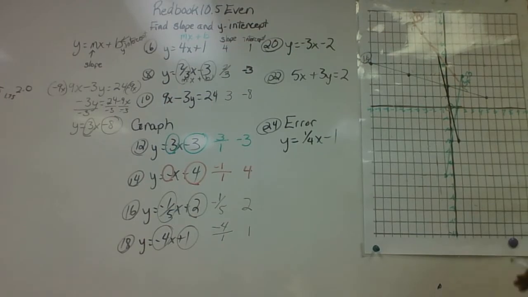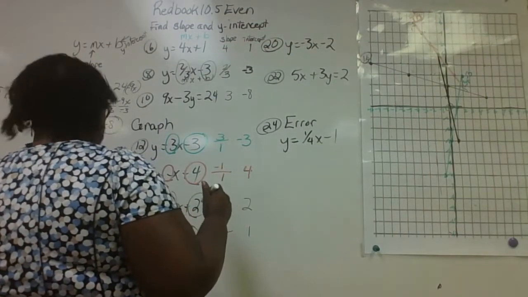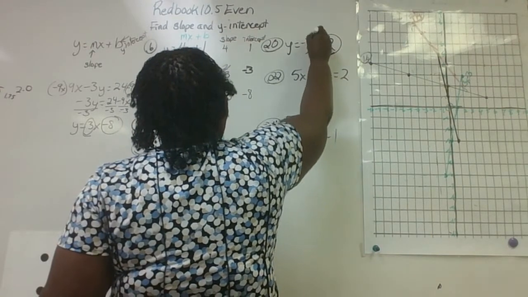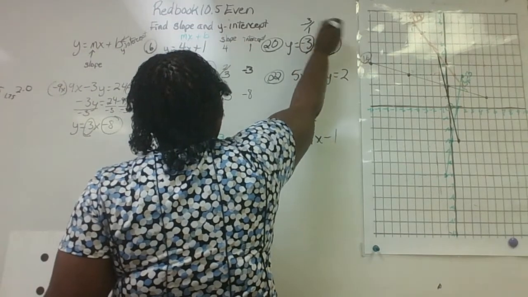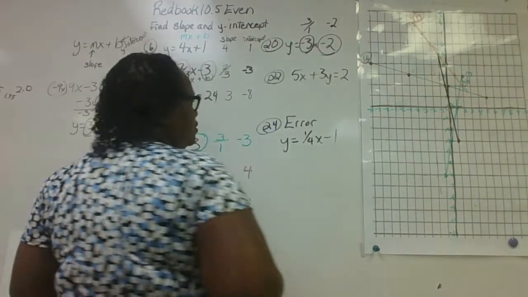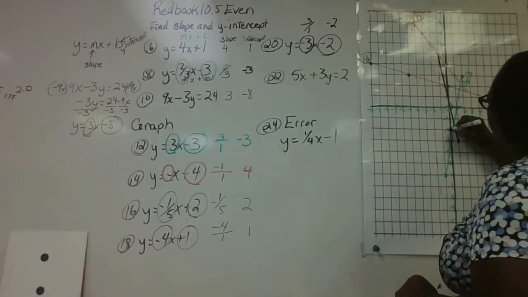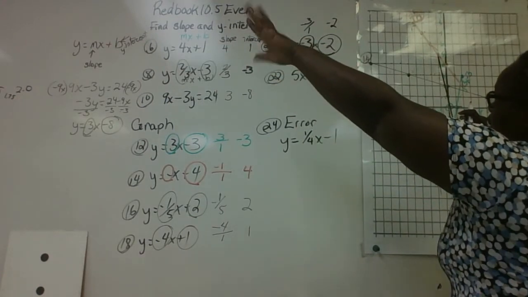Okay? Now, same thing with number 20. We have a -2 for our intercept and a -3 for our slope. So it would be a -3 over 1 for our slope and -2 for our intercept. So we're going to start here at -2. And then our slope is negative. It's going to go here to the left.